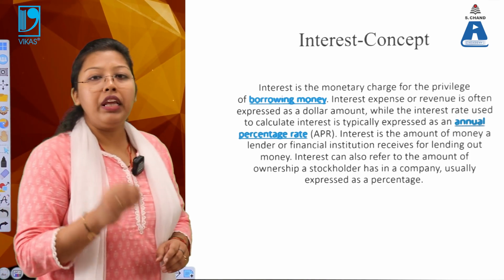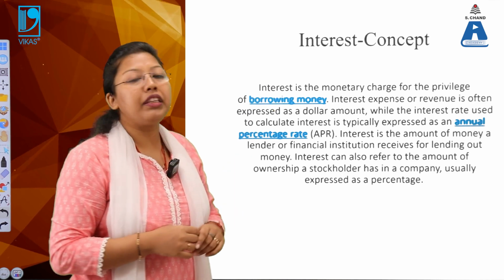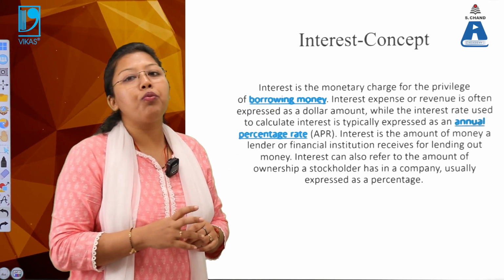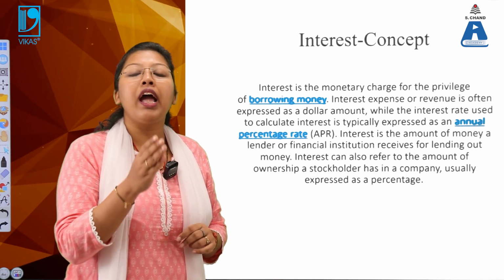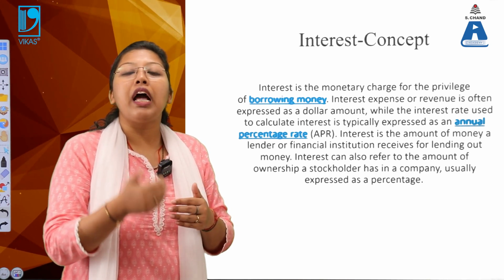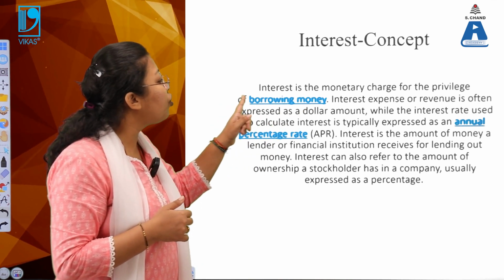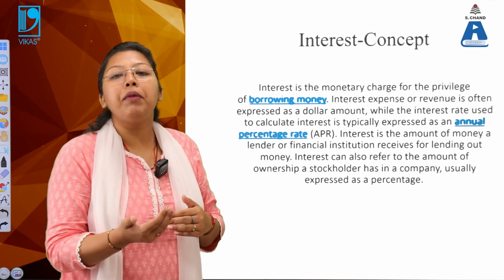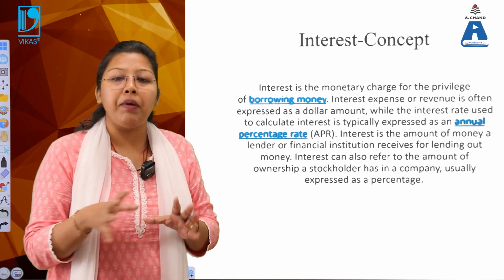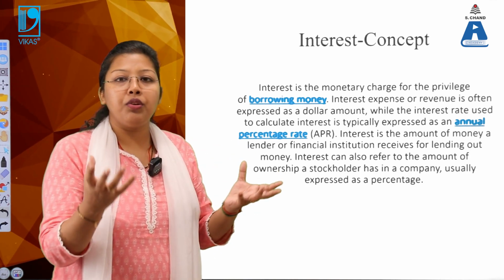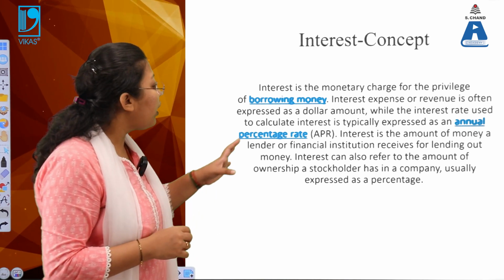Moving on to a very important aspect of the factors of production, that is nothing but the interest. So interest over here is what? Interest is being paid over and above the capital that you have taken. It is the monetary charge for the privilege of borrowing the money. So borrowing the money is what? Your capital. You are taking the capital maybe from a certain party, or maybe from certain person, or maybe from a financial institution. What happens?